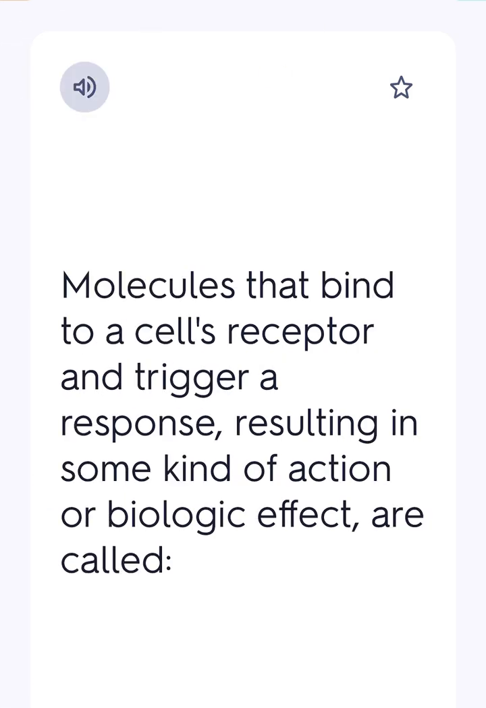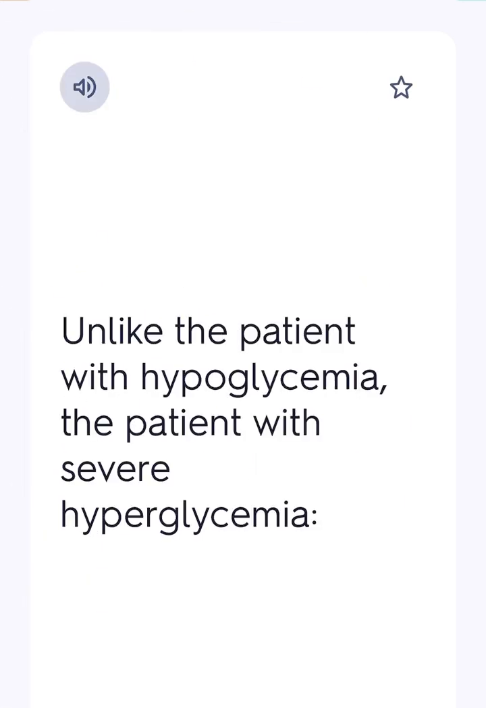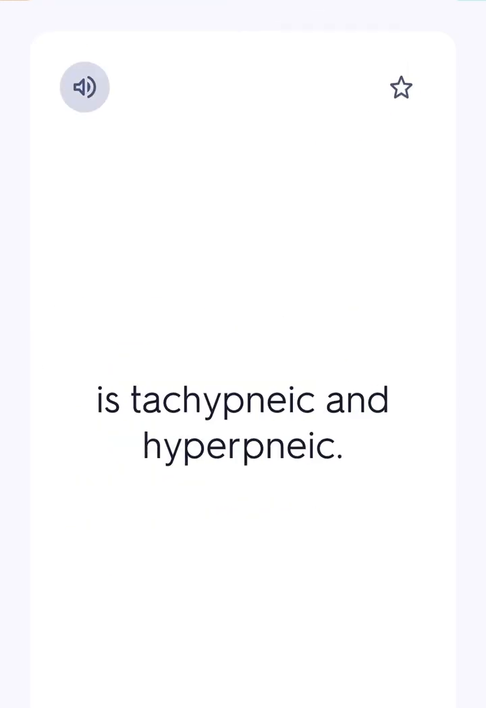Molecules that bind to a cell's receptor and trigger a response, resulting in some kind of action or biologic effect, are called agonists. Unlike the patient with hypoglycemia, the patient with severe hyperglycemia is tachypneic and hyperpneic.